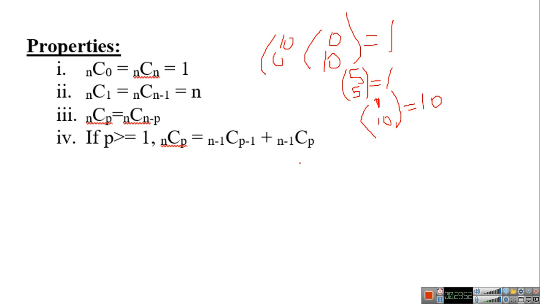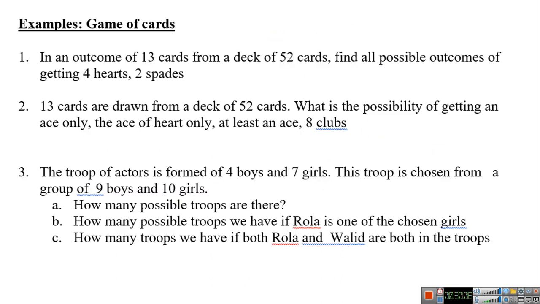And in combination, something you need to know. If you want to pick 3 out of 11, it's the same as 8 out of 11. What's 11 minus 3? 11 minus 3 is 8. So this is for calculation, but you have a calculator, it doesn't matter.